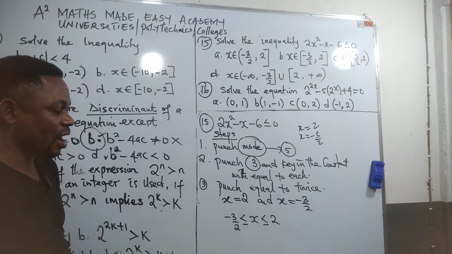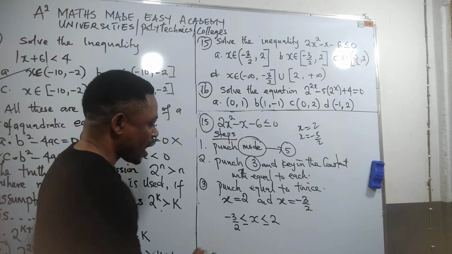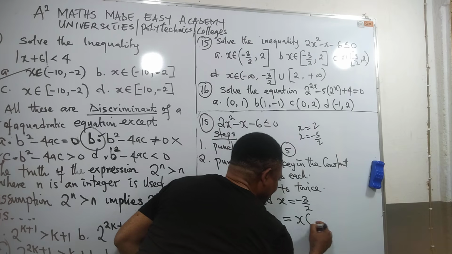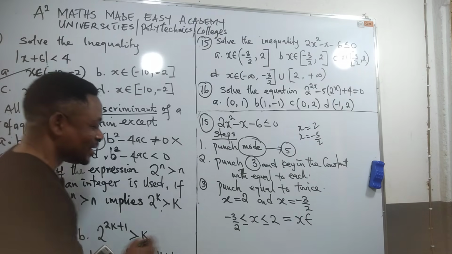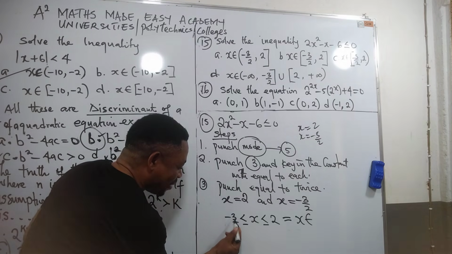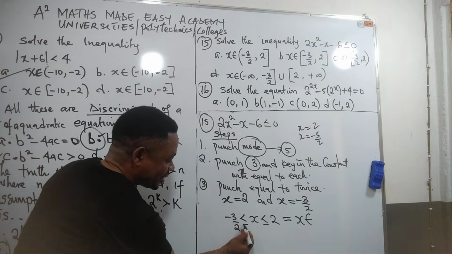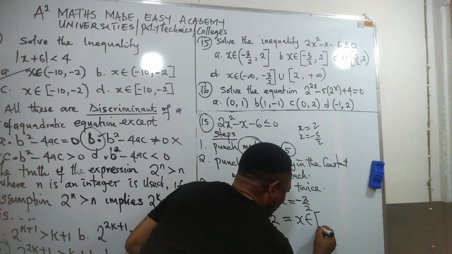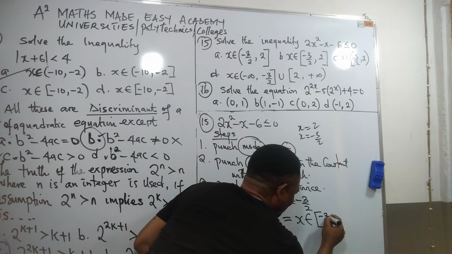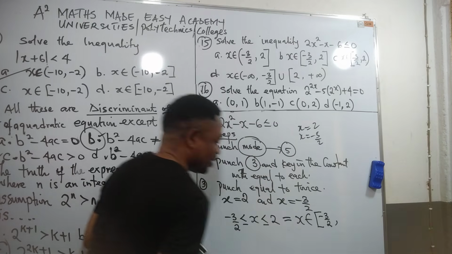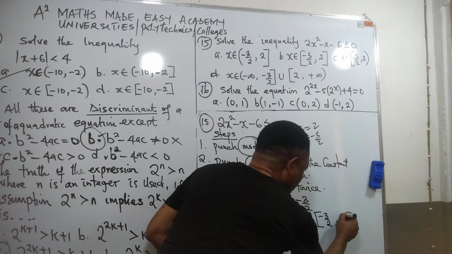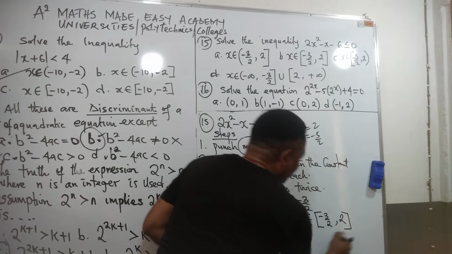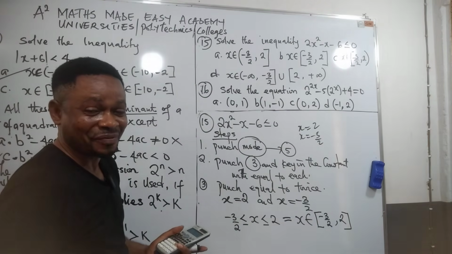This will have been the final answer. But watch now. I want to use interval notation to represent it. I will now say x is a member. Then look at that member. Is -3/2, right? But there is equal to. Use block. And put -3/2, comma. Now the last one should be 2. There is also equal to. Now choose block. This is the final answer.